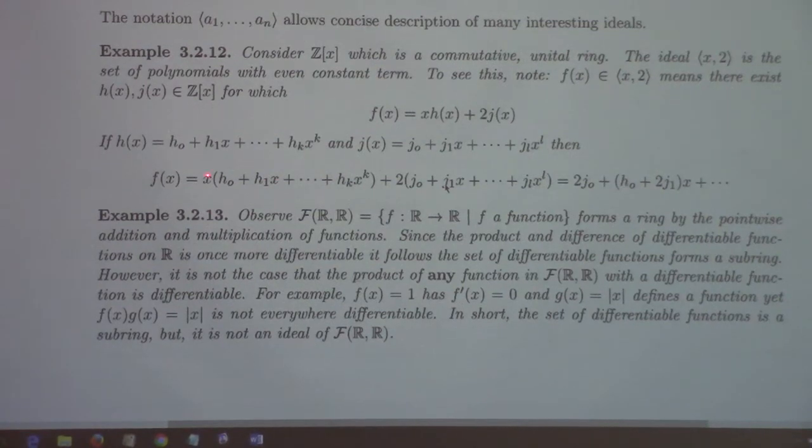Well, if you sort through it, multiply out the polynomials h and j and collect terms, what you got is a polynomial that has an even constant term and pretty much everything else can be arbitrary, right? So this is an example of an ideal in the ring of polynomials with integer coefficients. There's all kinds of interesting ideals that you can find inside the polynomial rings.